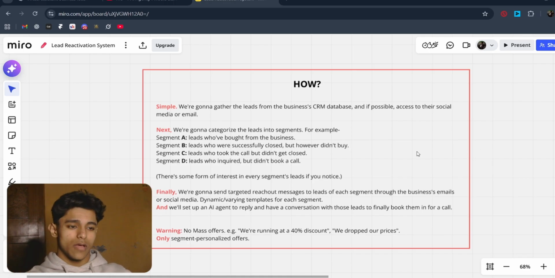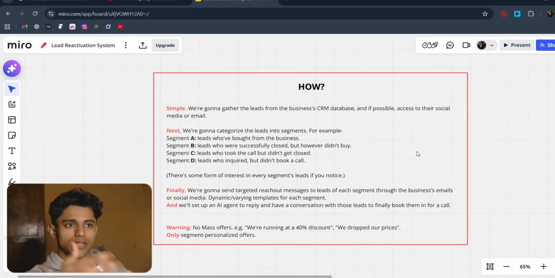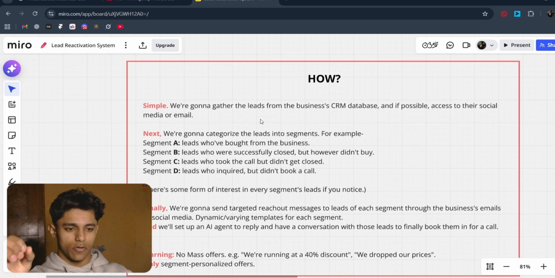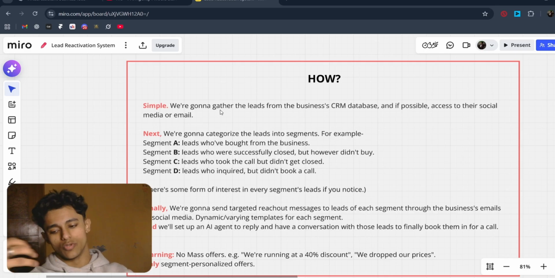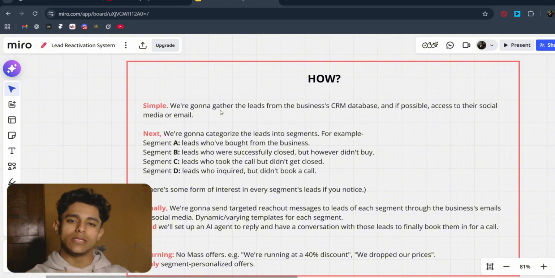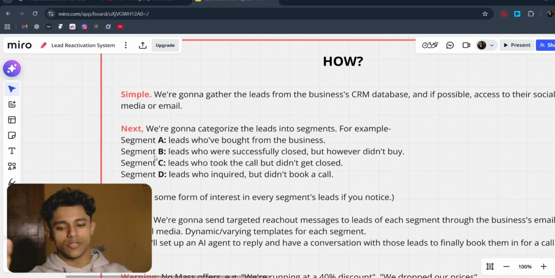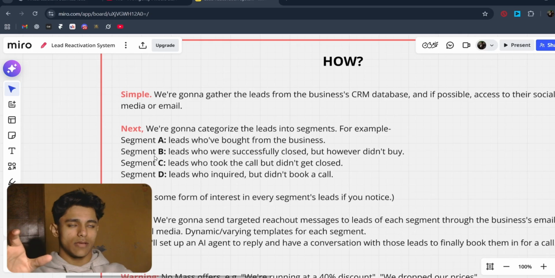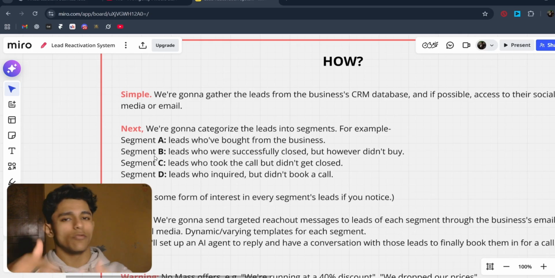So how are we going to implement the system, or how is the system going to work? First of all, it's simple. We're going to gather all the leads from the business's CRM database, and if possible, access to their social media or their emails. Basically, the platform, the medium through which we're going to reach out to all those leads. Then next, we're going to categorize these leads into segments. For example, let's say we have this whole bunch of leads. We're going to categorize them into, let's say, four segments.